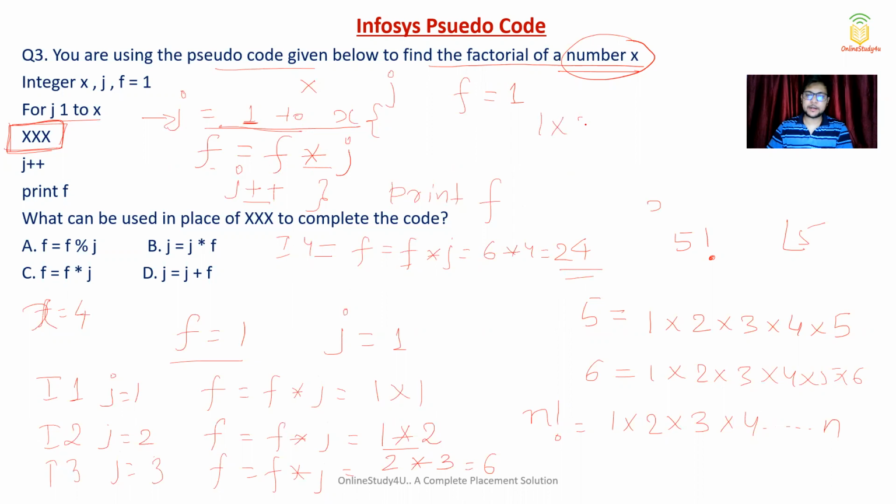And let's compute the factorial of 4: 1, 2, 3 into 4. 1 into 2 is 2, 2 into 3 is 6, and 6 into 4 is 24. So basically my answer is f is equal to f into j. I hope this is clear. Basically, we have to multiply all the numbers starting from 1 to x in f. Let's move on to our next question.